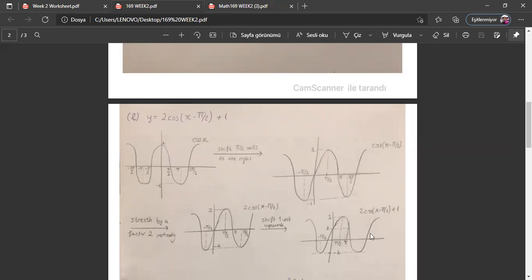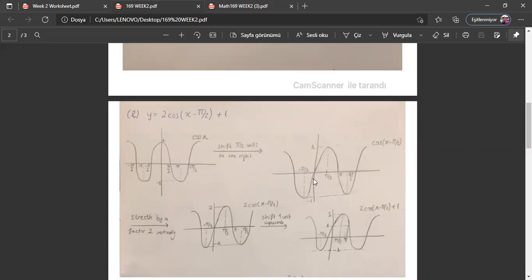Now the range of cosinus was -1, 1, including both boundaries, -1 and 1. Now what do we have? We have -1, 3, both included, right? As the range of this function. All right, and the domains are the same. They are both real numbers.